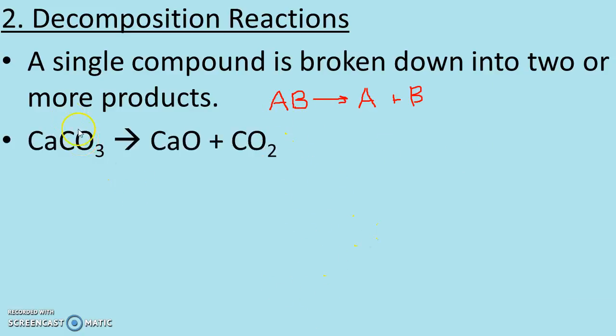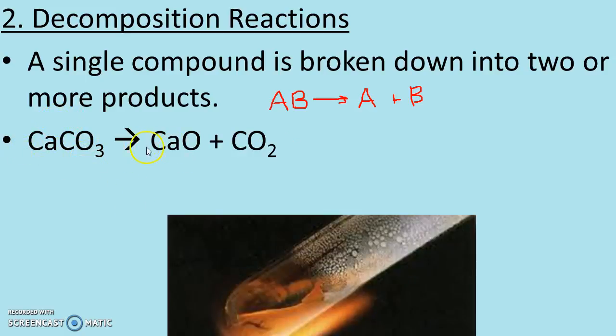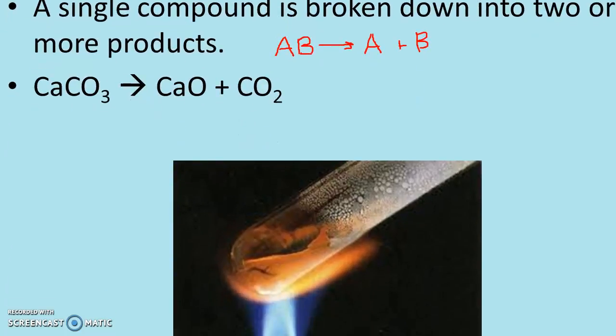Here's a couple examples. We have calcium carbonate breaking down into calcium oxide and CO2. So it doesn't necessarily have to be single elements, but one thing on the reactant side, multiple things on the product side. And this picture is just of a compound being decomposed using heat.